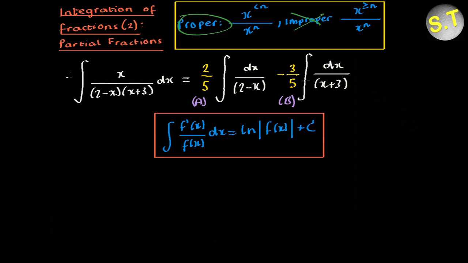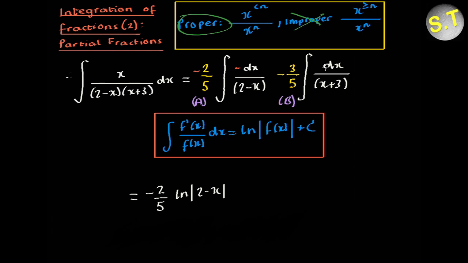So we can see here for this first part, we almost have exactly that. However, the derivative of minus x is minus 1. So what we need to do is add in a minus sign. And now we can directly apply our natural log method. So we have this is equal to minus 2/5 times the natural log of our 2 minus x denominator, and likewise the derivative of x plus 3 is just 1, which is what we have on the top here.